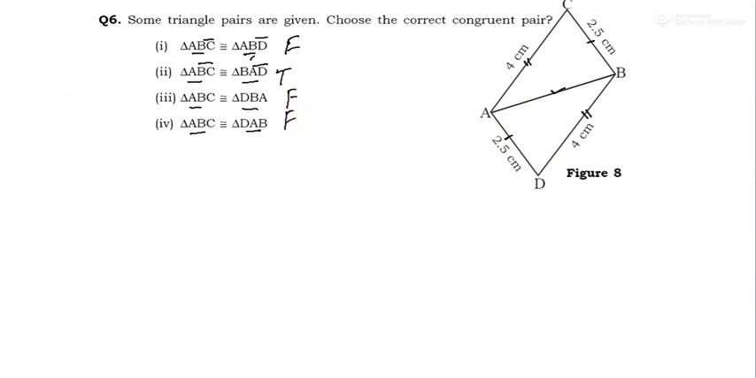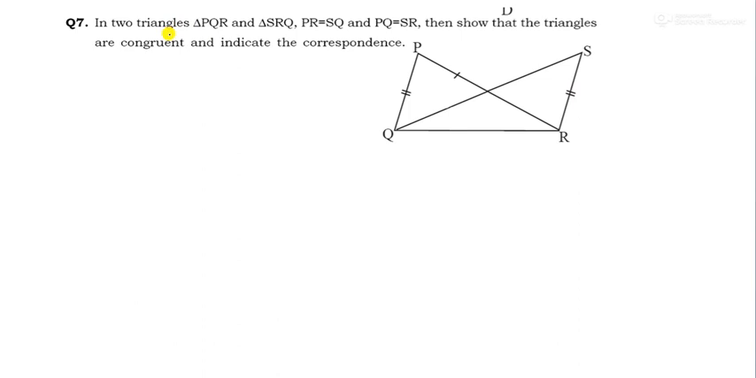Yes. Now next one, in two triangles PQR and SRQ, PR is equal to SQ, here PR is equal to SQ, this one. Where is PR? PR is equal to SQ, this one. Yes, and PQ is equal to SR. Now, so the triangles are congruent.